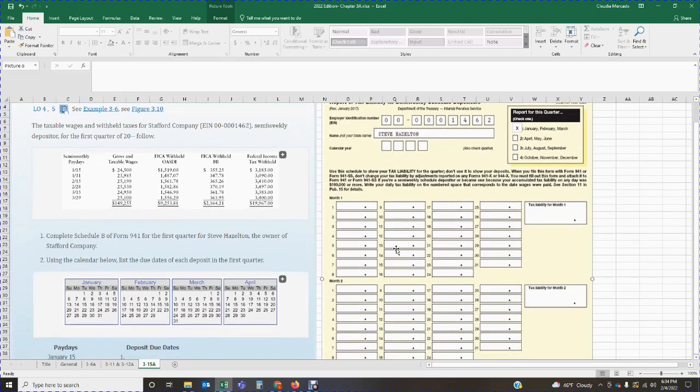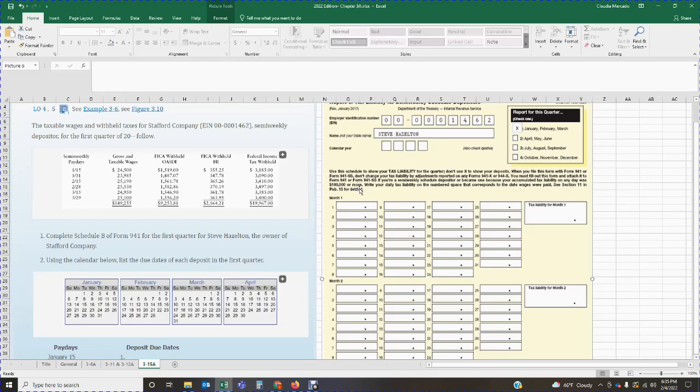Okay, now we're going to move down. Now it's very important that we read it. It says use this schedule to show your tax liability for the quarter. Don't use it to show your deposits. When you file this form with Form 941 or Form 941-SS, don't change your tax liability by adjustments reported on any Form 941-X or 944-X. You must fill out this form and attach it to Form 941 or Form 941-SS if you're a semi-weekly scheduled depositor or become one because you accumulated tax liability on any day that was $100,000 or more.